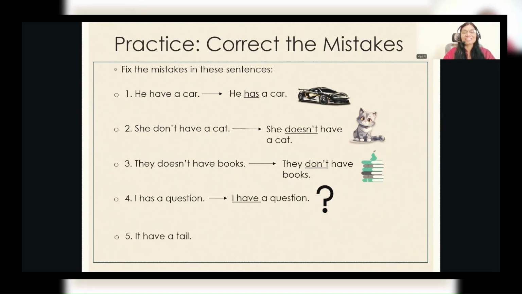Very good. It have a tail. I hear this as well. Many people say it have. No, it has. It has a tail. So with he, she, and it, you use has, and with they, I, we, and you, you use have. Remember this. We are going to repeat this again.